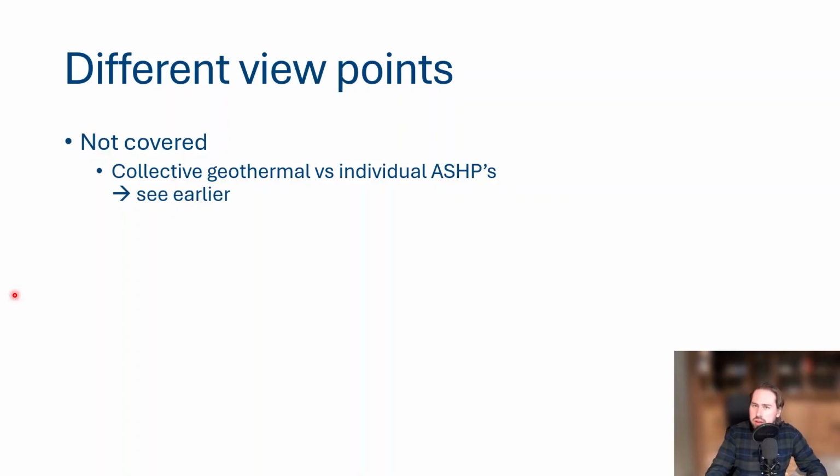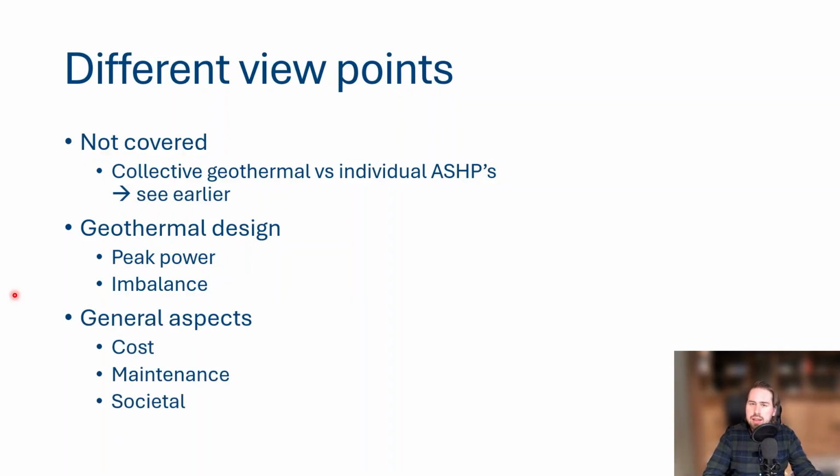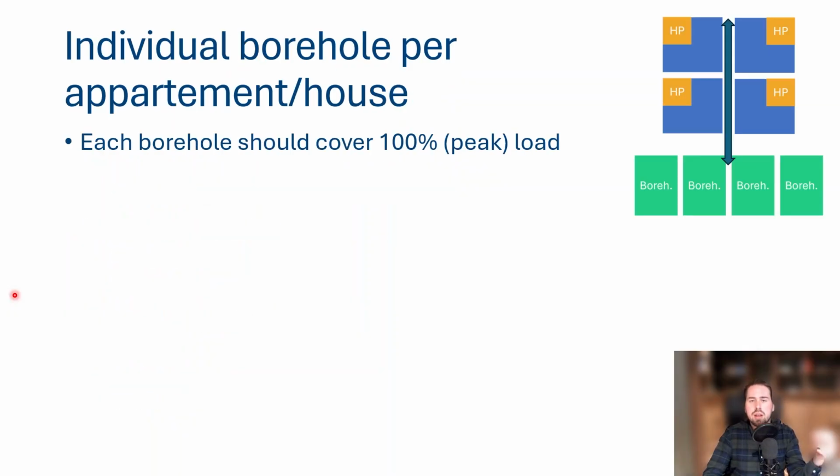Now, what we will be looking at today is the difference between the three types when it comes to geothermal design, looking at peak powers and imbalance, and also some general aspects like what can we say about the costs, what can we say about the maintenance, and are there some societal implications of the designs we opt for as a geothermal design. So let's start with our first option, having an individual borehole per apartment or per house.